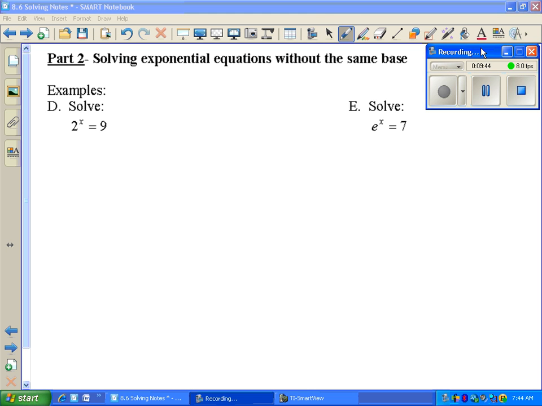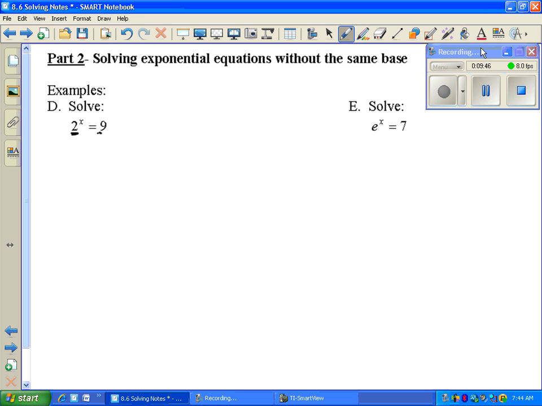I have a 2 and a 9. I cannot write 9 as 2 to some power. But, by the way, right now, if you don't have it, pause your computer, whatever you're watching on, and get out your calculator. When you're done with that, come on back. Unpause. So here we go.